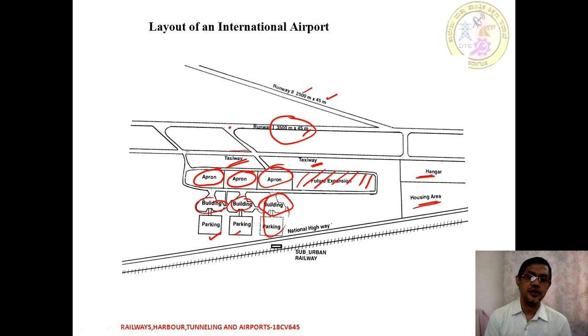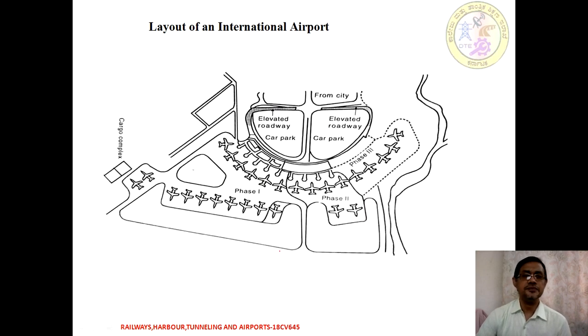Apart from that, other modes of connectivity are going to be provided, which may be a national highway or any other suburban railway connectivity. So this is another type of international airport we are going to be configuring.